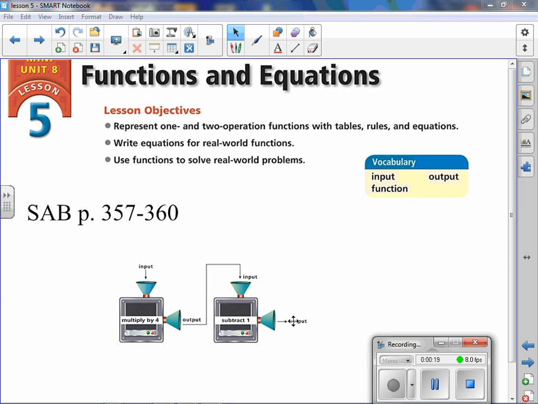At the beginning of the year, guys, we talked about how input-output boxes for you no longer have just one rule, they're multi-rule, and that definitely is the case here. That's going to hold true. So we're going to look at some of these function tables and solve them, okay? Get your SAB book out.